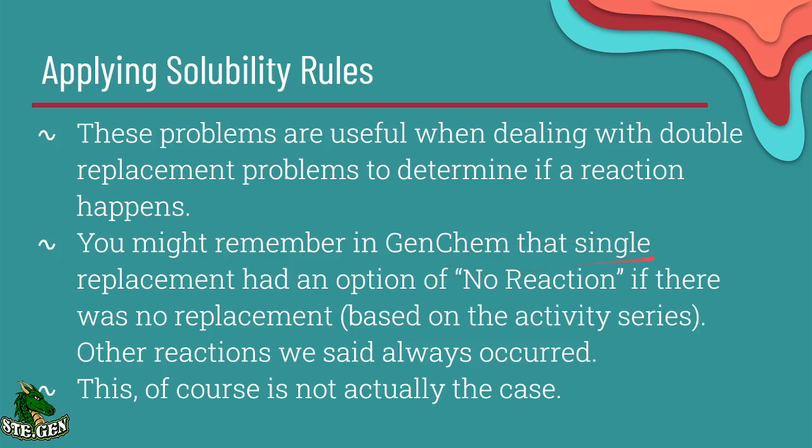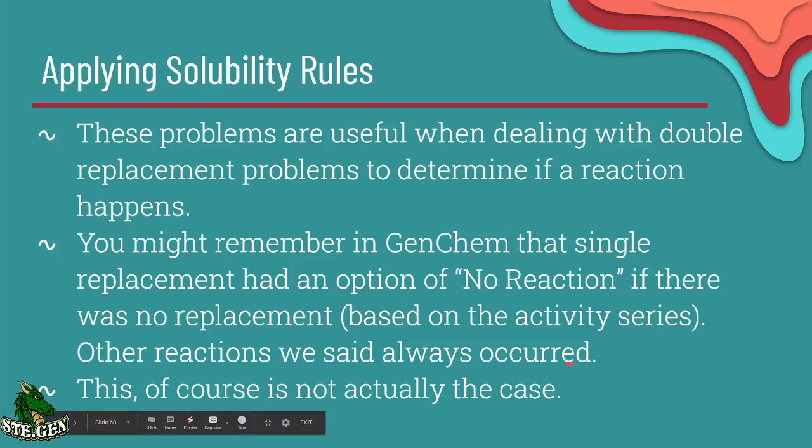Now, you might remember that in Gen Chem, single replacement had the option of no reaction if there was no replacement that occurred. That's based on the activity series. Something like sodium, if it was already in a compound, is probably going to stay in that compound if it's reacting with something like silver. Silver is very unreactive. So if silver tried to displace sodium in sodium chloride, the sodium is going to be like, no, I'm way more reactive than you. I'm not going to let that happen. Chlorine's mine and will always be mine, at least as long as no one like potassium or lithium comes along, those crazy reactive people.